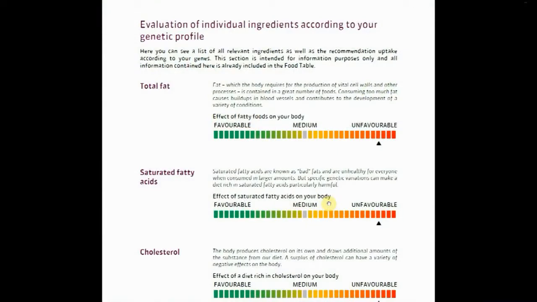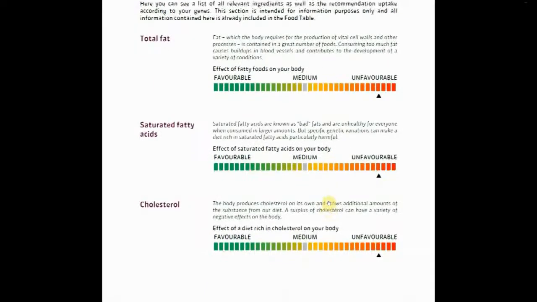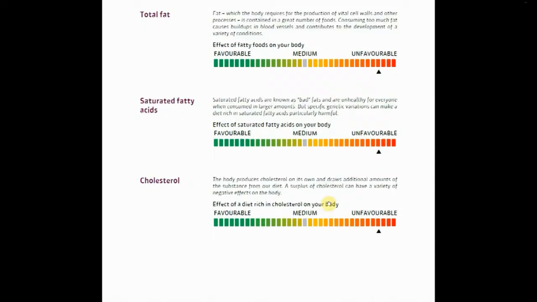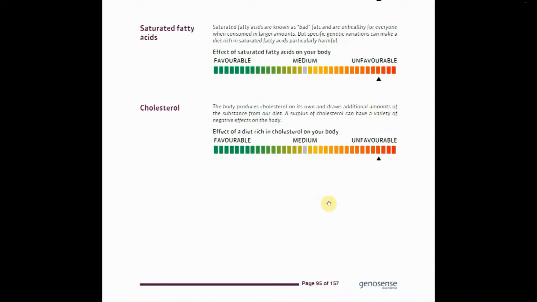Now there are a number of good and bad substances in food that we're evaluating here. So if you check this page here, total fat. A lot of fat is generally bad for people. But for some people it's moderately bad, for some it's extremely bad because of genetic variations. They just respond to it more, and they have more negative health effects from it. So do check where your arrow is. In this case it's very unfavorable. Saturated fatty acids, that's the unhealthy type of fat, so unfavorable. Cholesterol, also unfavorable in this case.